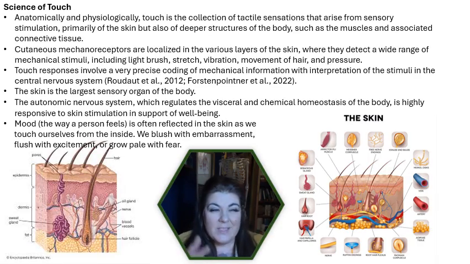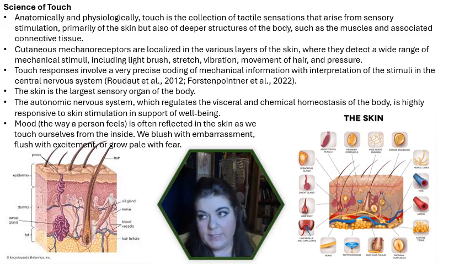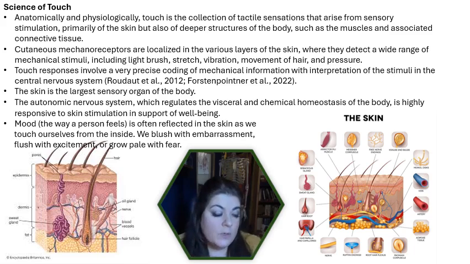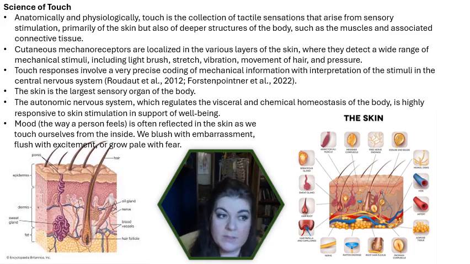All right, now let's touch on the science of touch. Now, we cover this much more deeply in the integumentary system class, but just as a brief overview, anatomically and physiologically, touch is the collection of tactile sensations that arise from sensory stimulation, primarily of the skin, but also of deeper structures of the body, such as the muscles, associated connective tissue, your sensory receptors, your sensory neurons, your corpuscles, and various other things.